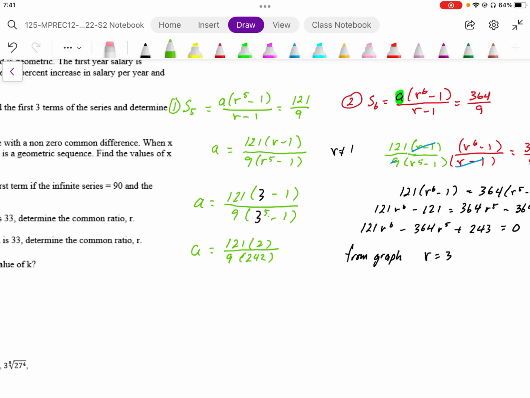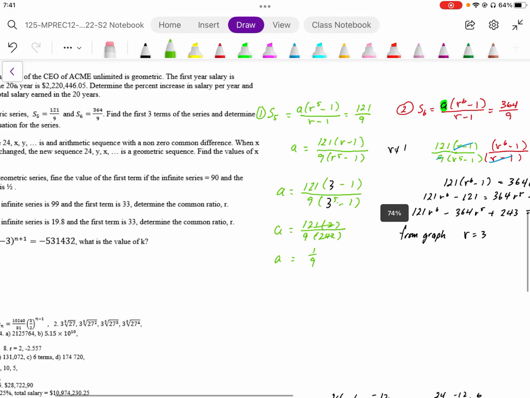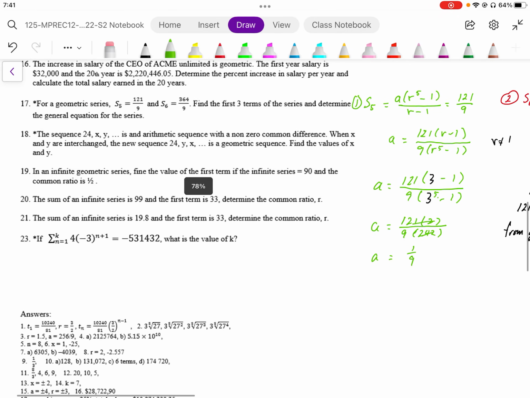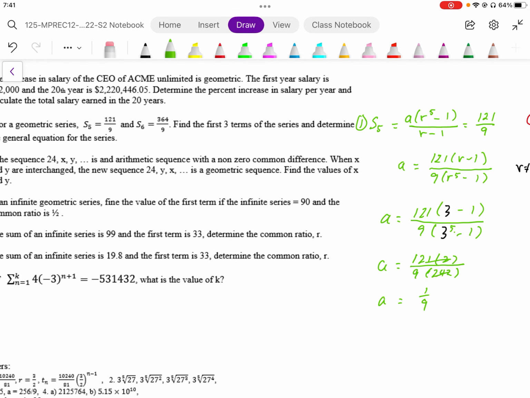And then we have common factors here. So A is equal to, it looks like this cancels out with this. So A is equal to 1 over 9. So we found 1 over 9. The question asks for the first 3 terms of the series. So the first 3 terms are going to be 1 over 9, plus 3 over 9, plus 9 over 9.